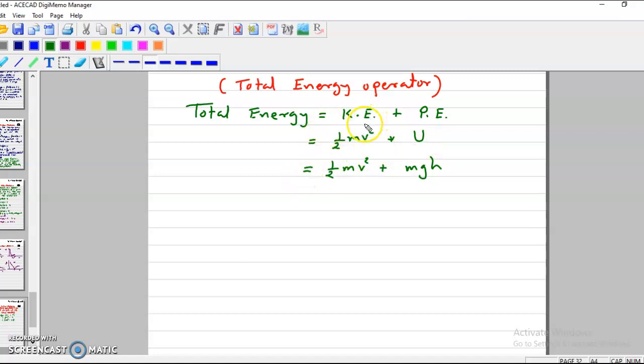Well, kinetic energy is equal to half mv square and U is equal to mgh, where m is mass, g is gravitational force and h is... sorry, h is not Planck's constant. Sorry, it is height of the substance. Okay, so this is the total energy for any substance in solid physics.